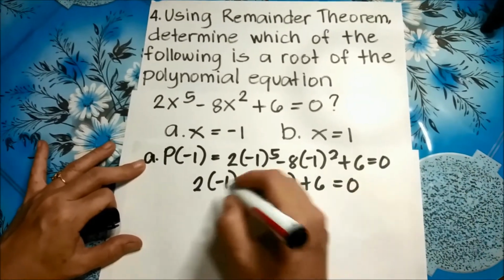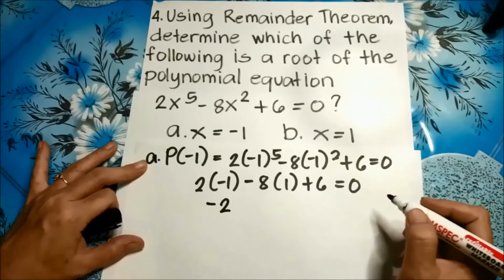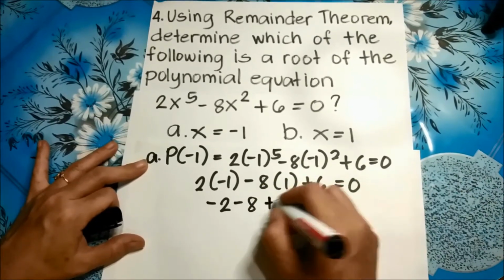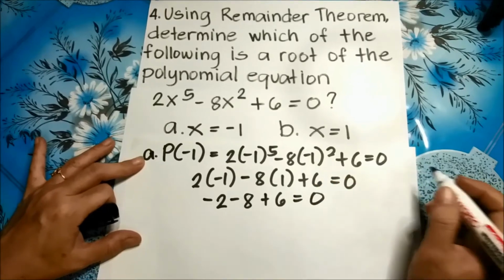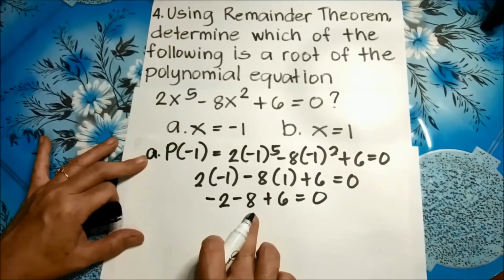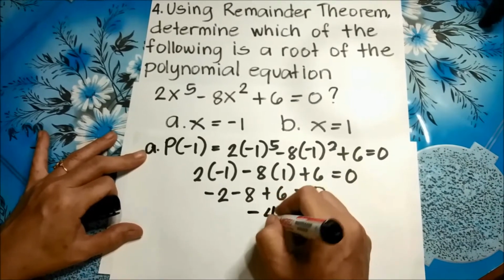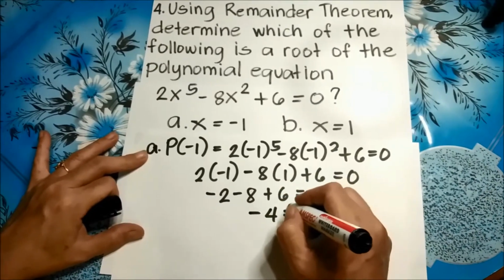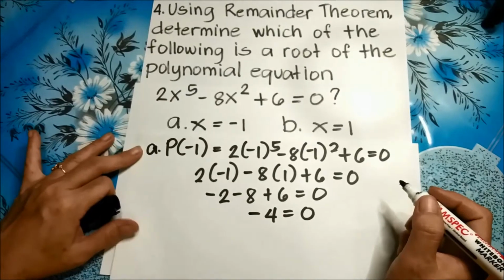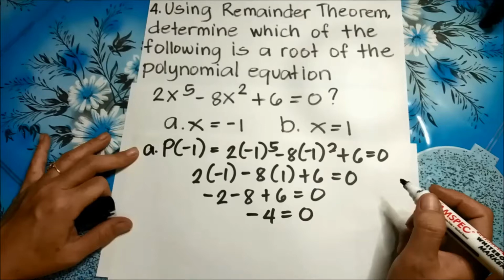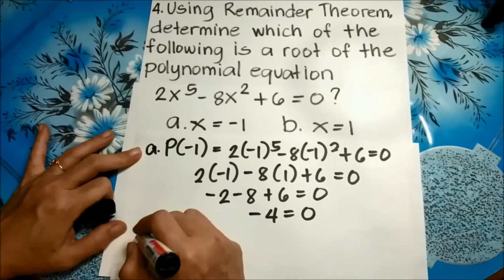So what is 2 times -1? That is -2. -8 times 1, that's -8, plus 6 equals 0. So -2 minus 8 is -10, plus 6, that's -4. Therefore, x equals -1 is not a root of the polynomial equation.